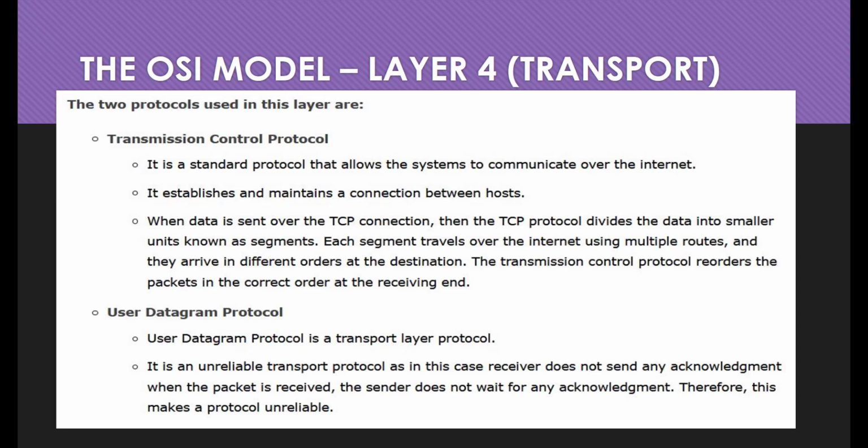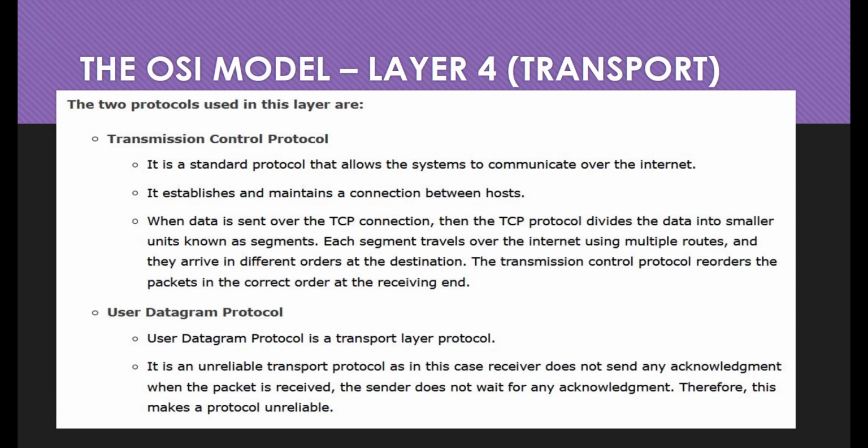We have the TCP, like we saw the TCP header attached to the payload. So we have the TCP, which is Transmission Control Protocol, and we have the UDP, which is the User Datagram Protocol. So the TCP is a standard protocol that allows systems to communicate over the internet. It establishes and maintains a communication between hosts. One thing to note is that Transmission Control Protocol makes sure that every single piece of data that is sent is received at the other end.